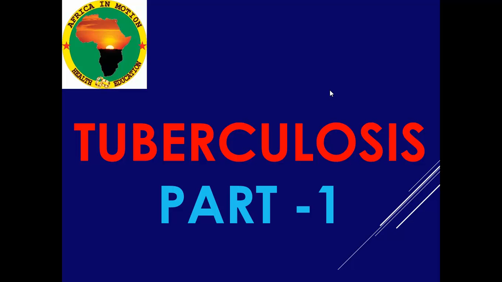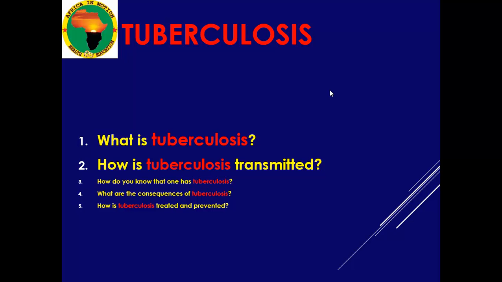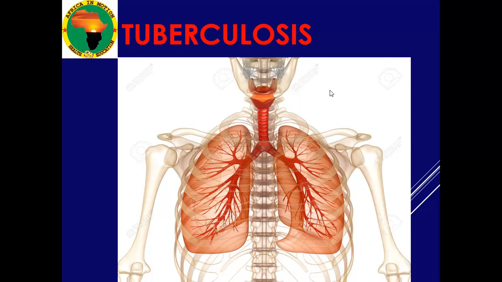Since it is broad, I propose that we see this topic in 2 parts. In the first part, we are going to address the definition of tuberculosis and the way it is transmitted. We talk about the facts around tuberculosis. Then in part 2, we'll address the following 3 questions.